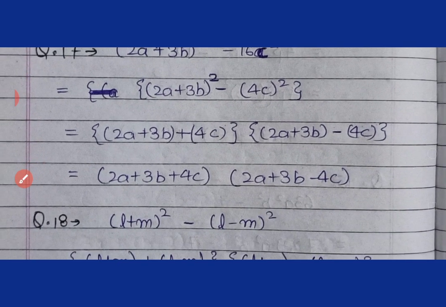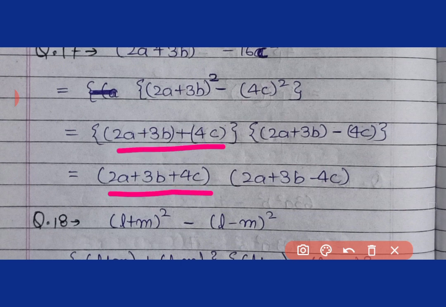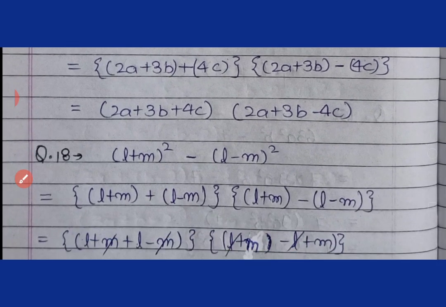In the next line it is written clearly: 2a plus 3b plus 4c, because the bracket became opened, and here 2a plus 3b minus 4c. There is no like term, so we can't add or subtract, we will only write it as it is.